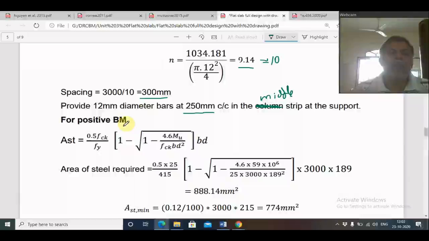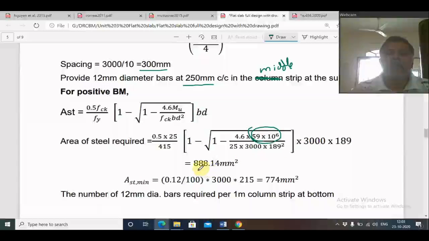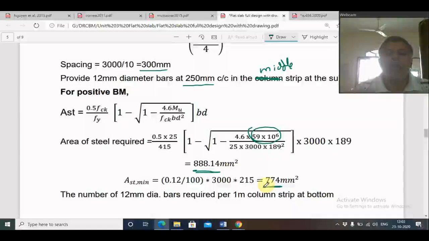Then coming to the positive bending moment, again the same AST formula. I am using the corresponding bending moment as positive value at the middle strip as 59 kilonewton meter. Using the same value, the rest of the things are the same. The value arrived as 888.14 mm squared. I am checking this value with the minimum AST. The minimum AST required is 774 mm squared. The AST required is again greater than the AST minimum.